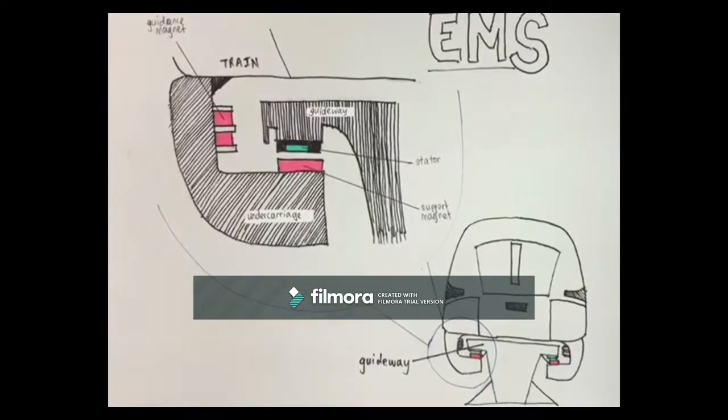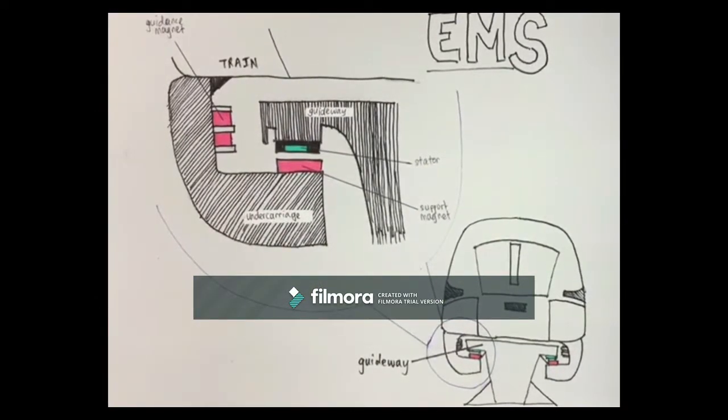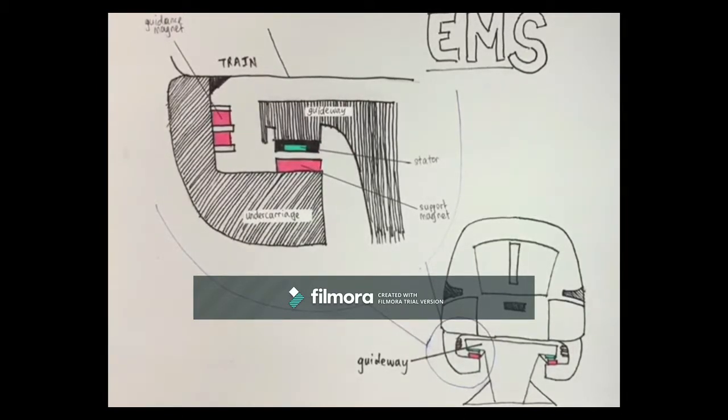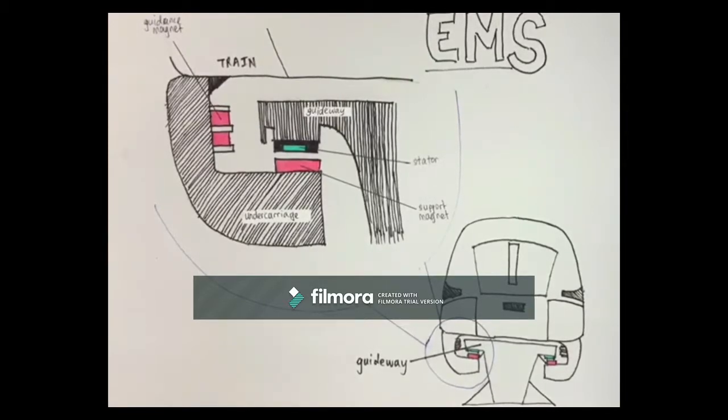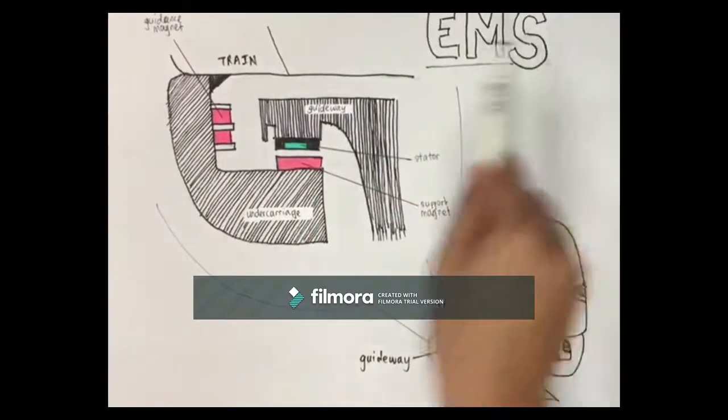What allows these trains to move so quickly? Electromagnetism. There are two different systems of magnetic levitation that provide suspension in two very different ways. Electromagnetic suspension, also known as EMS.